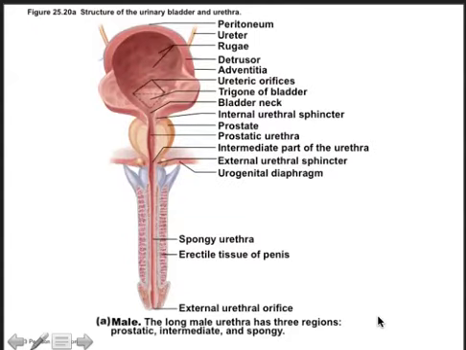And this is, again, just another peek at what we already looked at. Okay, so again, you can see the 3 regions of the male urethra: prostatic, membranous, and penile, or spongy. The reason it's called the spongy urethra as opposed to the penile urethra in some textbooks is because it goes through the corpus spongiosum, that erectile tissue that encloses this chamber.